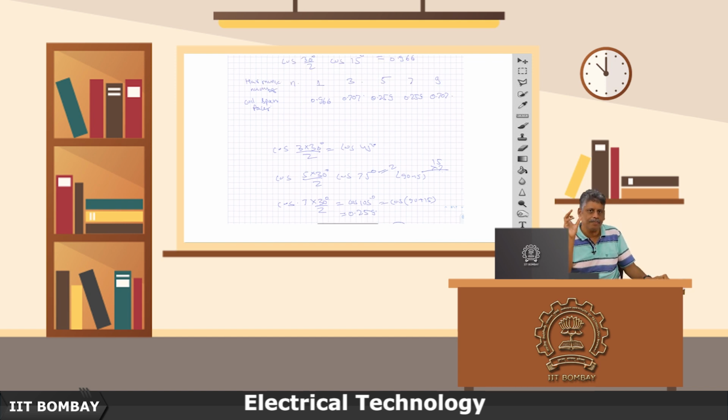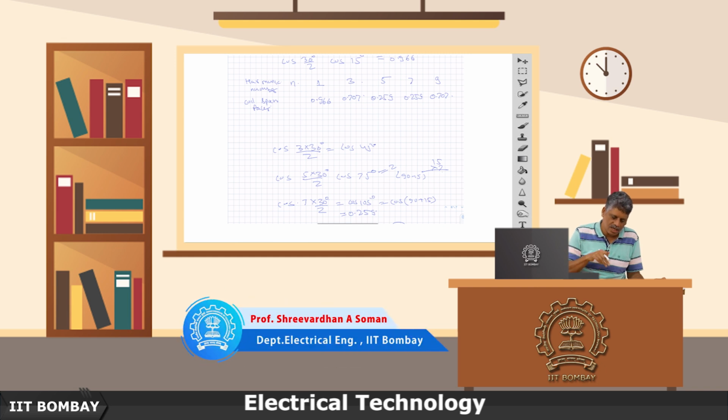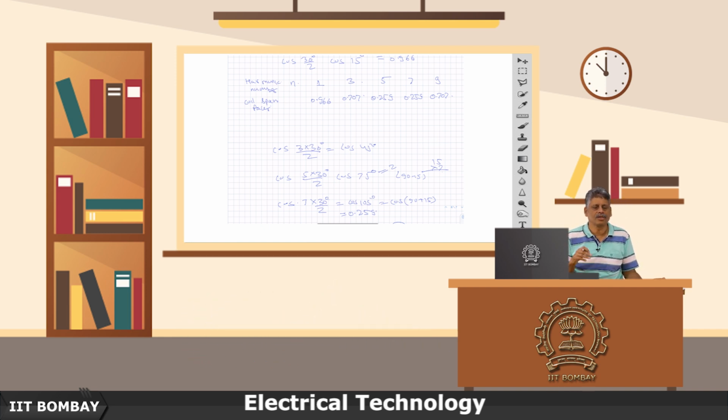So, what happens is, by properly short pitching, I can attenuate the time harmonics which are coming in the induced voltage waveform due to space harmonics which are created in the B waveform, and this is the main advantage of short pitching here. We will do some examples in the next class. Thank you.